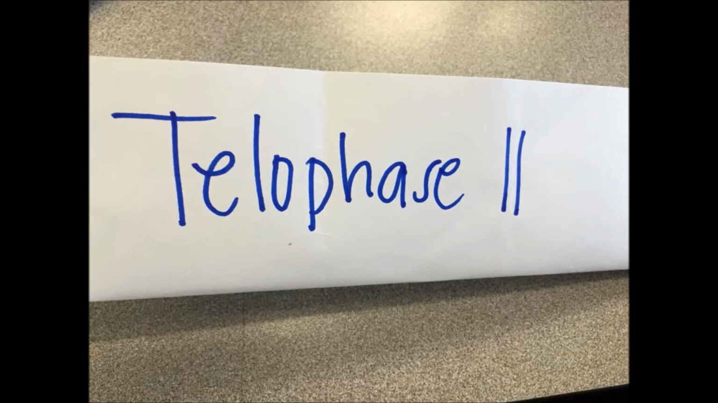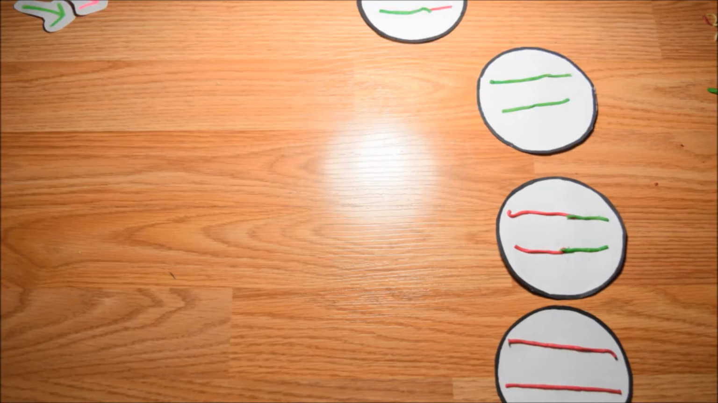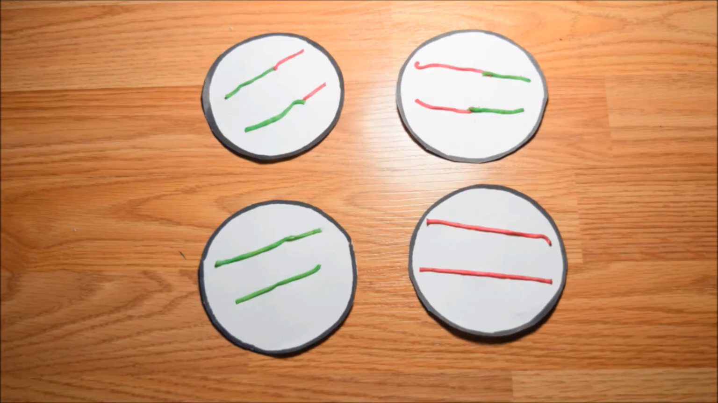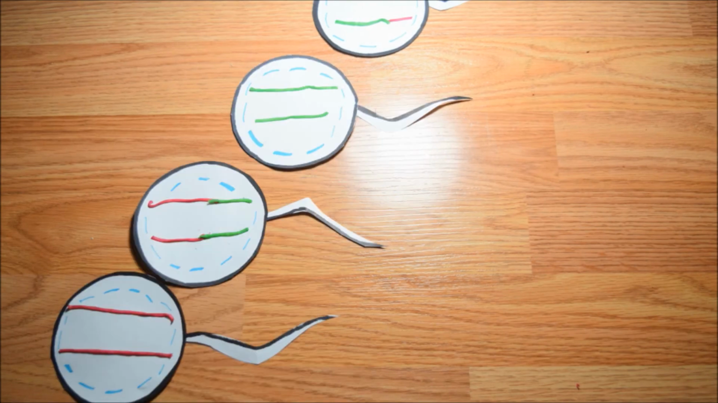Telophase 2. In this stage, the second nuclear division is completed and the second division of cytoplasm occurs, also known as cytokinesis. At the end of meiosis 2, 4 haploid daughter cells are then produced.